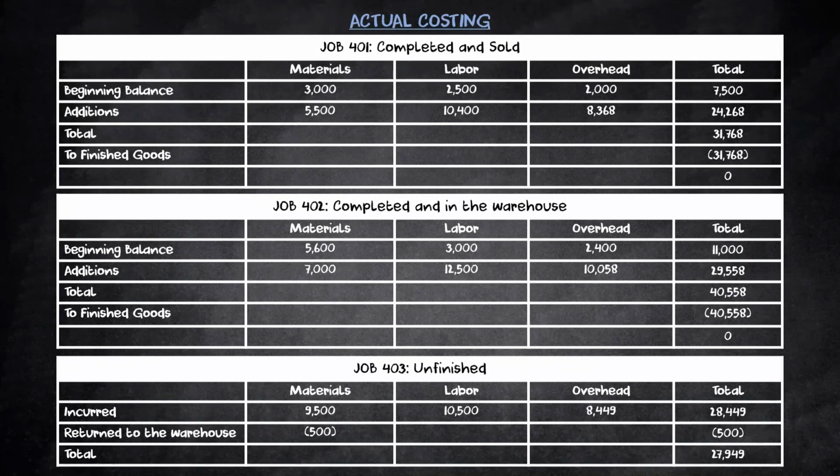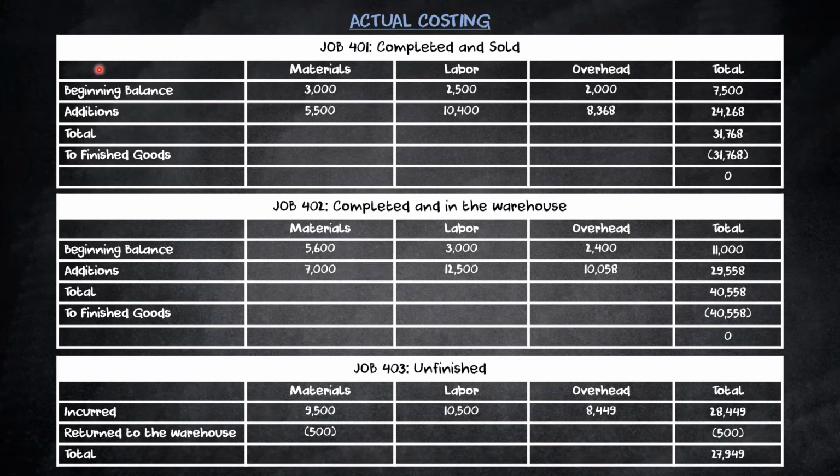Okay, so ayan, we are finally done with the journal entries and now we are going to proceed with the job cost sheets. So, meron different job cost sheets din tayo for actual costing and normal costing since ayun nga, for the same reason that we are using different overheads. So, unahin natin sa job 401. Alam naman natin na completed and sold siya. And we have here the beginning balances.